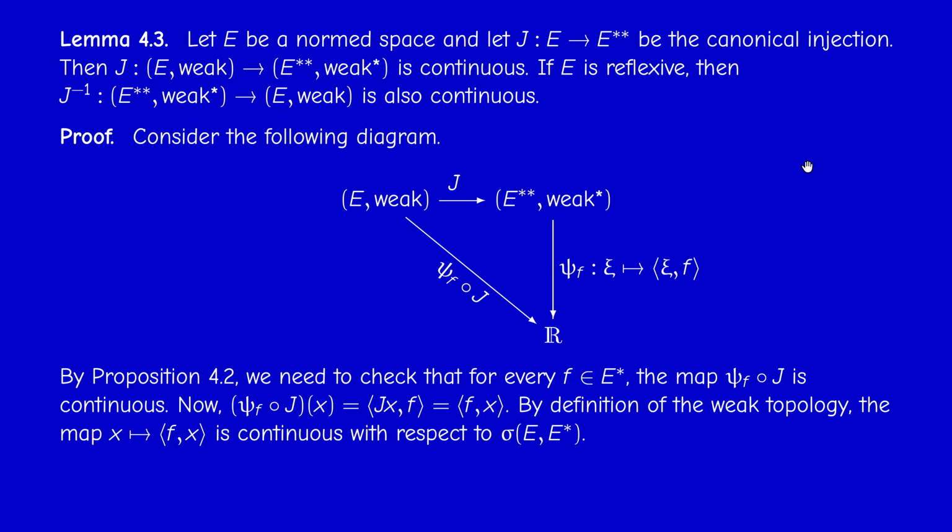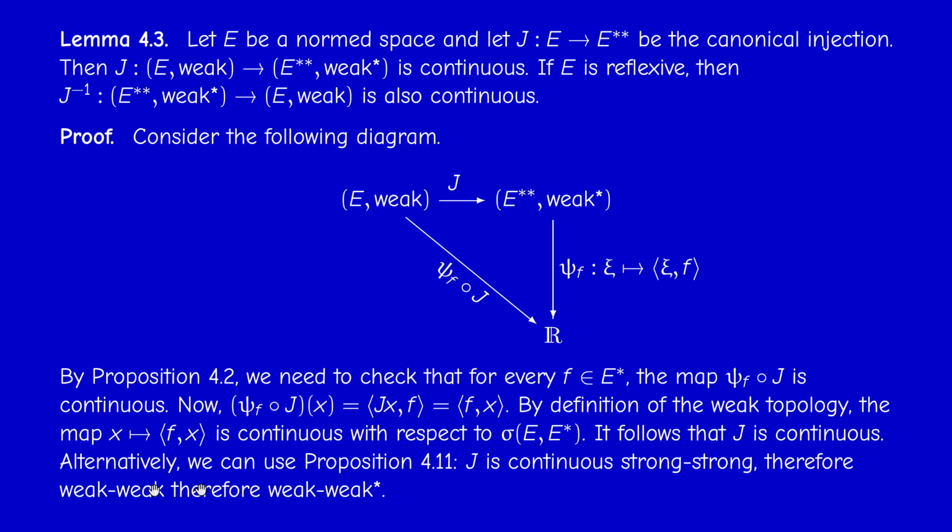So this could be hard to follow, but take your time and think of it. Okay, so this is just an application of proposition 4.2. Therefore, I proved that for every f in E star, this composition is continuous, and therefore by proposition 4.2, J is continuous. So this proves the first part of the claim.